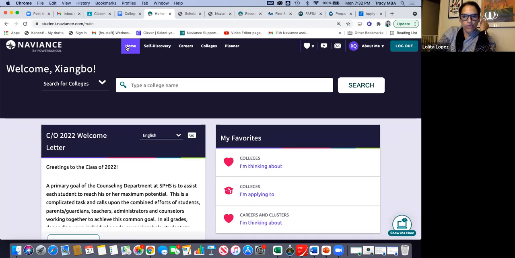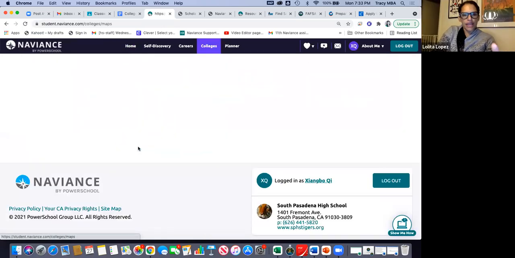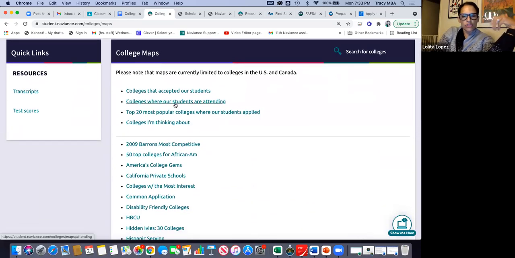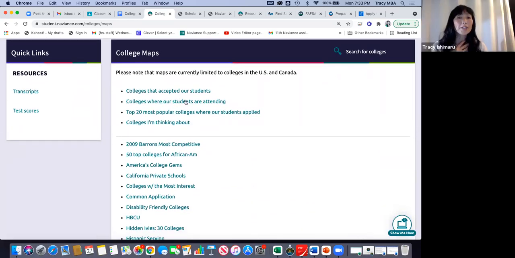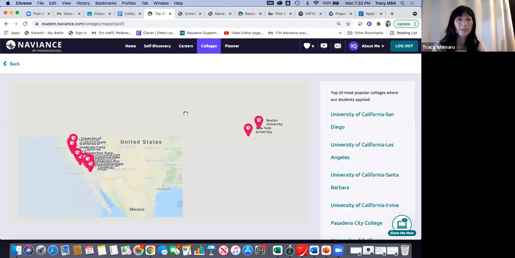I did have something really quickly. I know you said there was a map where we could see where the kids went to school. Oh, yes, where they were accepted. Can you just go back to that? It's right here under college maps. Does it give any details of the student? It just says colleges that accepted our students. So it depends what you want to look at. The 20 most popular colleges where our students applied. I'm just going to click on that just so you can see.